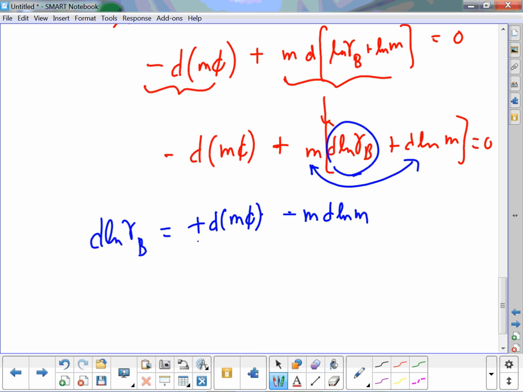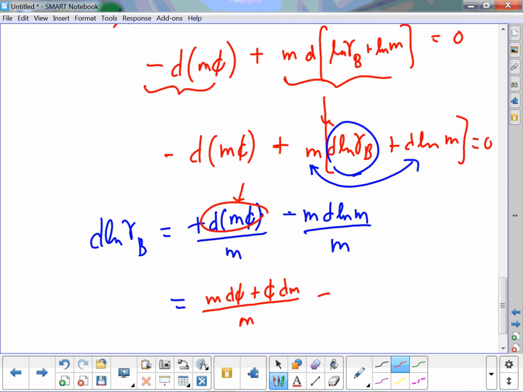Divide both sides by m, right? Okay. So what is the differential of a product? Let's look at this first one right here. That's m times d phi plus phi times dm, over m, right? Minus, m cancels here. What is d of ln m? It's just dm over m, right? The differential of ln x is dx over x. So can we simplify?